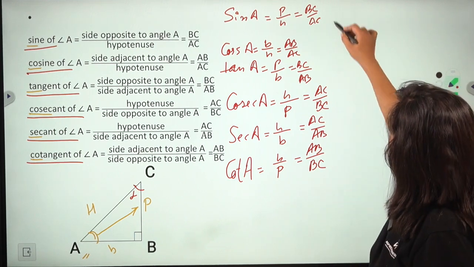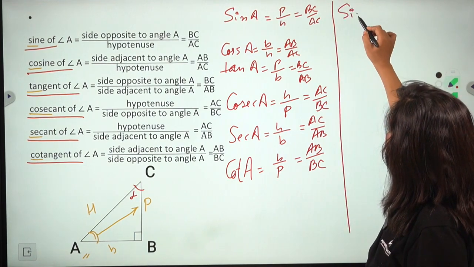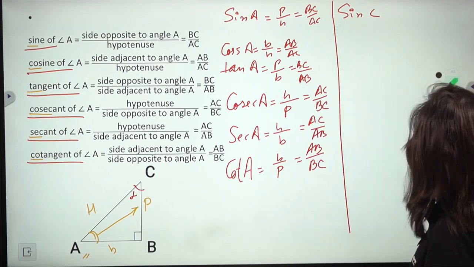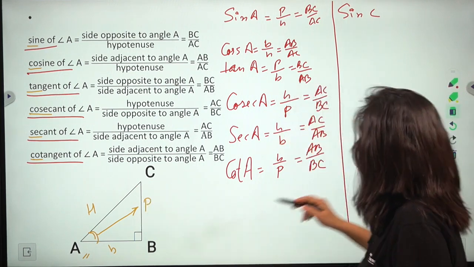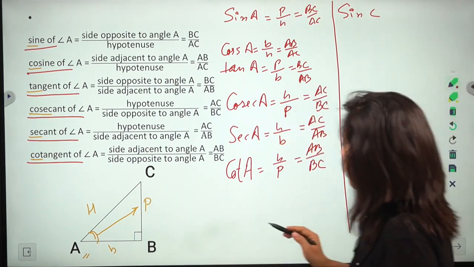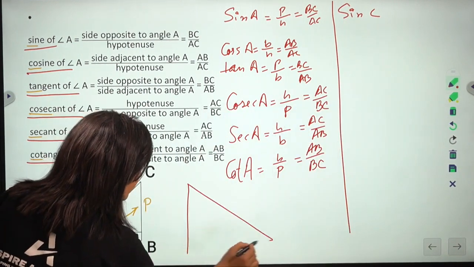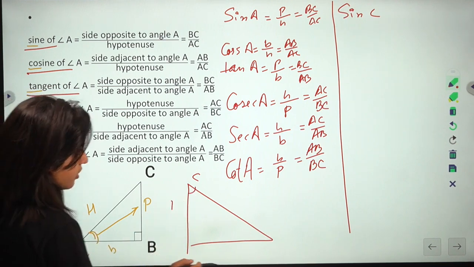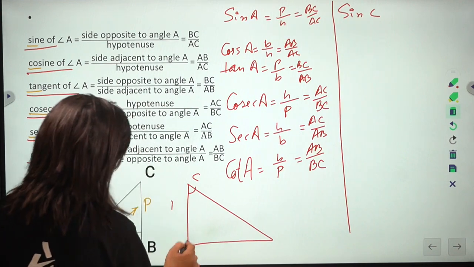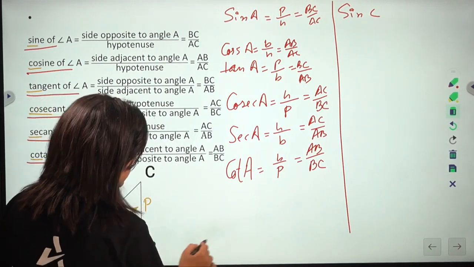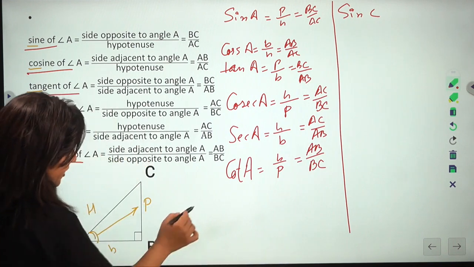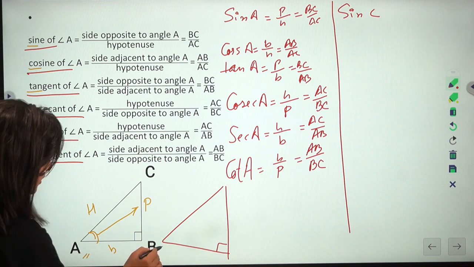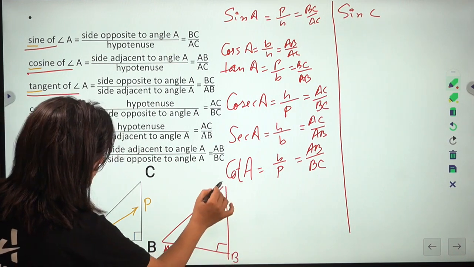Now we'll talk about sine C, or sine alpha. I'm using sine C, not alpha. When C is the reference angle, see what will happen. This is 90 as usual. This is A, B, C.